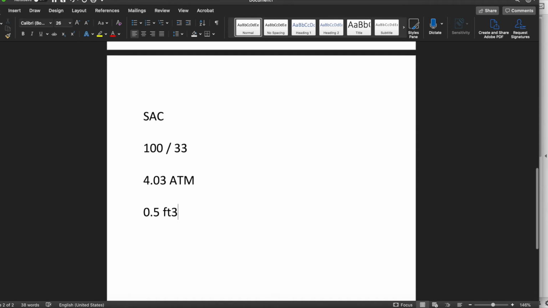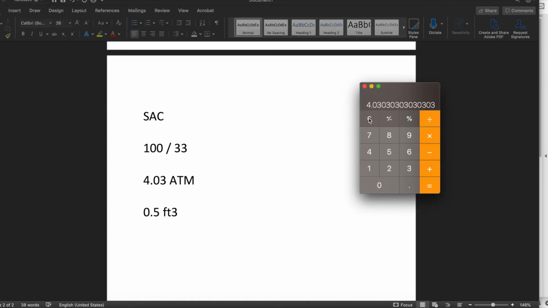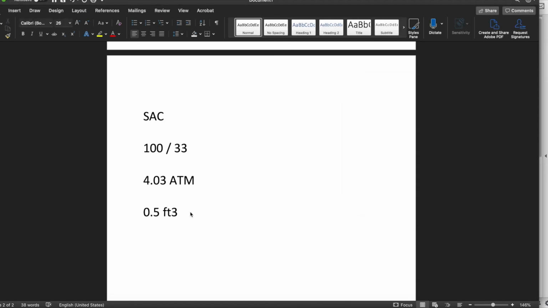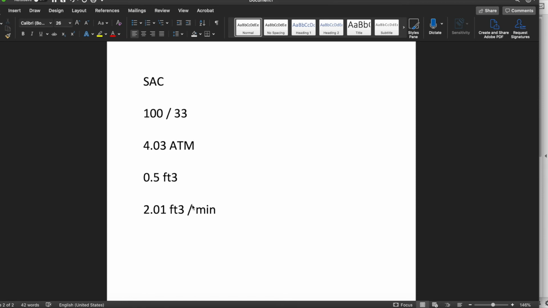So 0.5 cubic feet per minute is what I do. That's what I would breathe at the surface, and we're going to multiply that by how many atmospheres we are diving. So 0.5 times 4.03, so about 2.01 cubic feet per minute for diving. Now that's a relatively relaxed, steady pace dive.